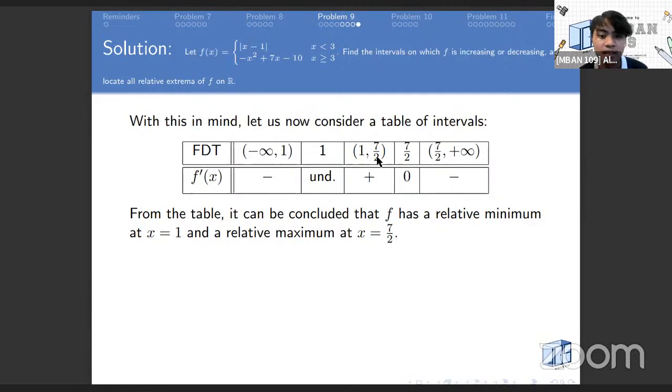And dito naman, since x equals 7 halves is our critical point, at since nagbago yung sign ng first derivative natin sa interval before niya from 1 to 7 halves and sa interval ng 7 halves to positive infinity, from positive to negative, base sa theorem natin kanina, meron tayong relative maximum at x equals 7 halves.